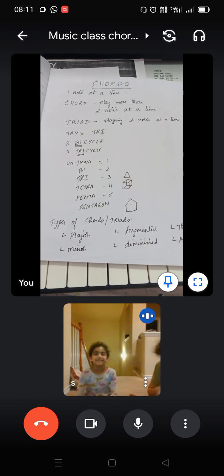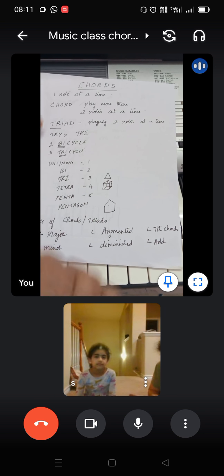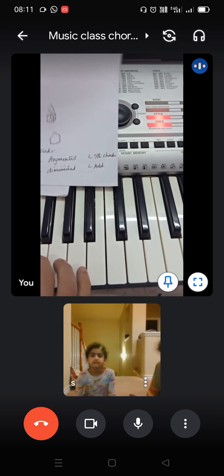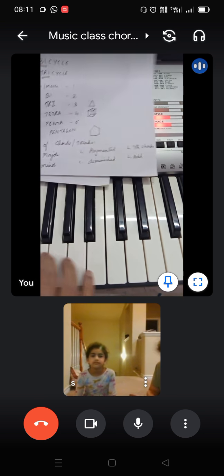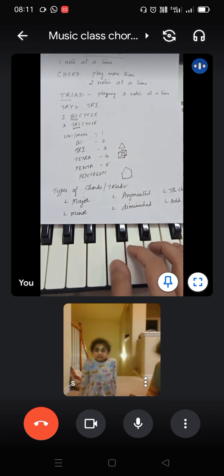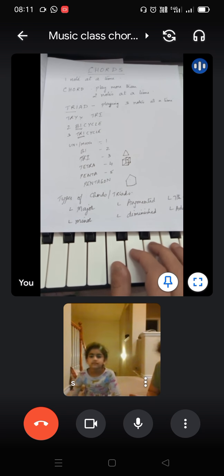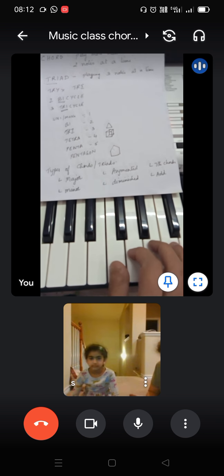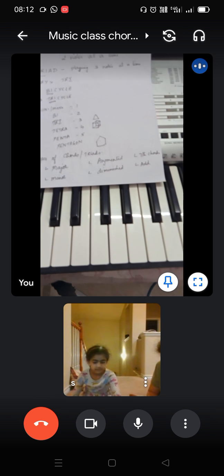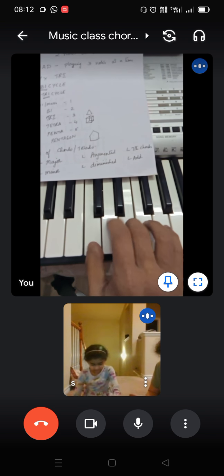So you can either play one note, like how we were playing just now, correct? Remember you were just playing this, right? So instead of that, if you play two notes at a time, it becomes a chord. Or if you play more than two notes, that becomes a chord.